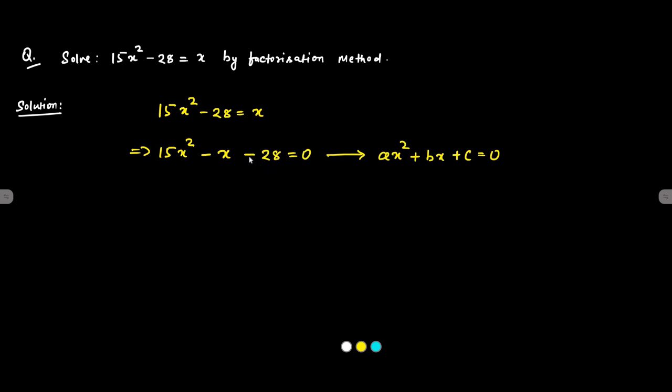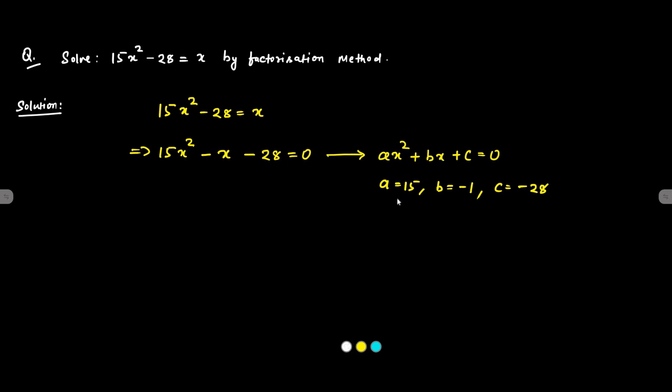And never forget to include the sign. Most beginners make the mistake of forgetting to include the sign. The standard format is ax square plus bx plus c. Everywhere there is plus, here it is minus. What they do is write b is 1, c is 28. They forget to include the sign. So don't make that mistake. a is equal to 15, b is equal to minus 1. What they do is write plus 1, because it is plus bx, but here it is minus bx. So c is equal to minus 28.